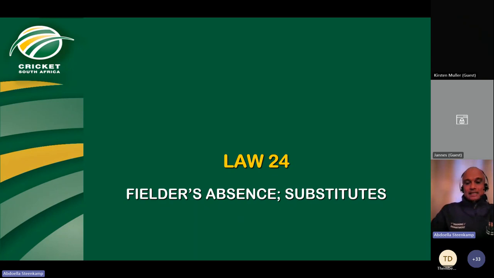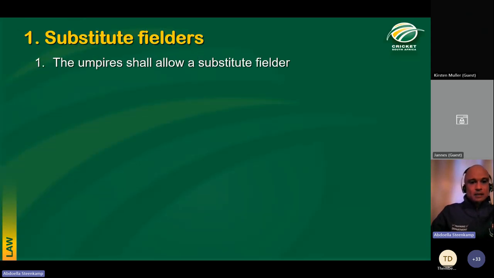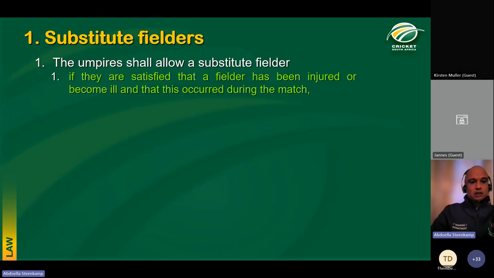Next law is substitutes and fielder's absence. Let's see what the law says, what a substitute is, and when you can allow a substitute. So when it comes to substitute fielders, the umpires allow a substitute fielder if the umpires are satisfied that a fielder has either become injured or ill, and that this injury or illness happened during the match. Fielders should not be coming into the game with an injury or an illness. It must have happened after the game has started. So if the fielder became injured or ill, you'll allow a substitute fielder.